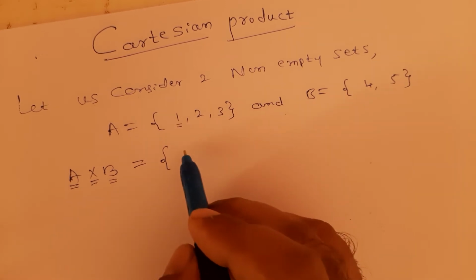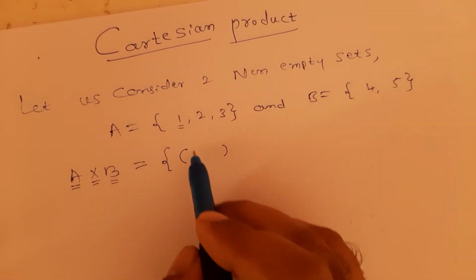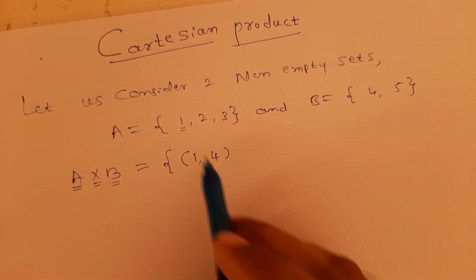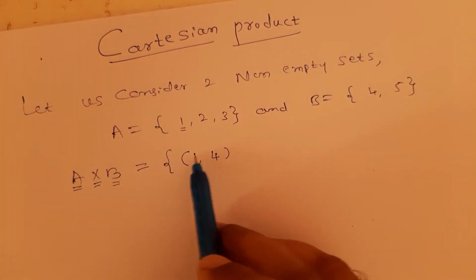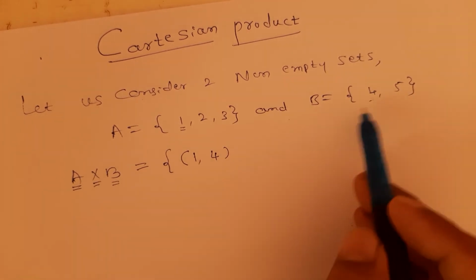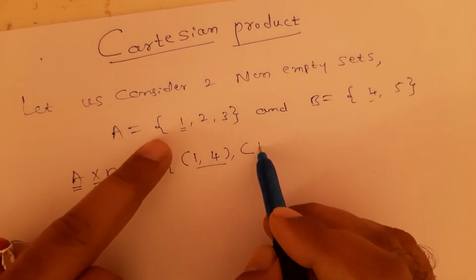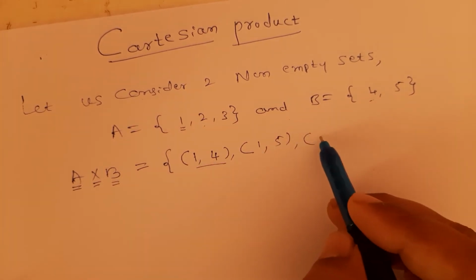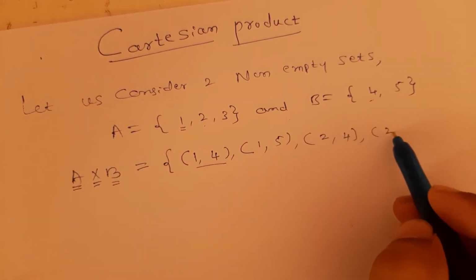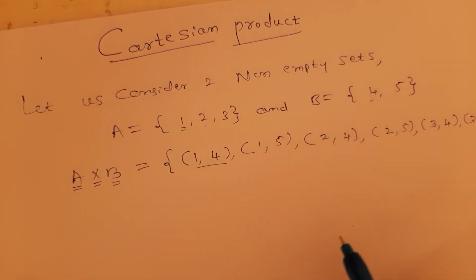First element is 1. We can write it in the ordered form, as an ordered pair. So we write 1, 4: first element 1, and from the second set we have 4. We attach them, 1, 4. So it is one ordered pair. Then 1, 5. Okay, 1 is over. Then take the second element, 2, 4 and 2, 5, and the last element 3, 4, 3, 5.